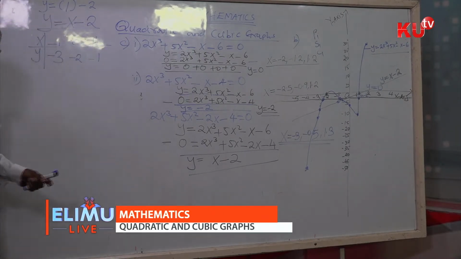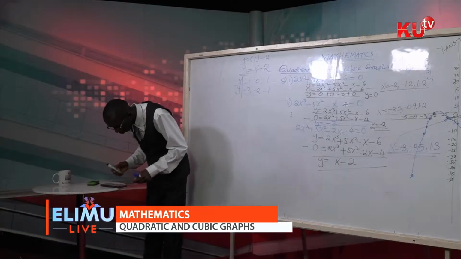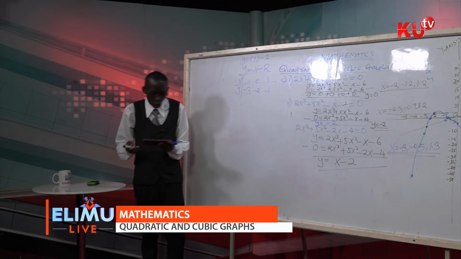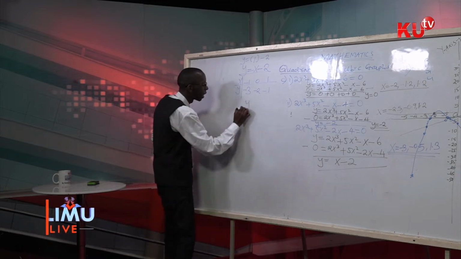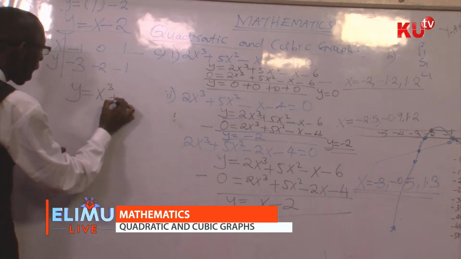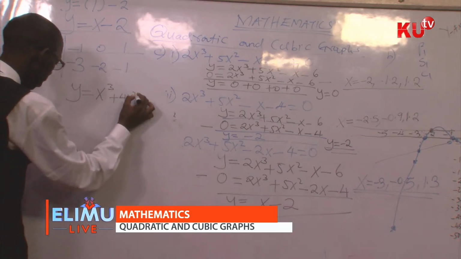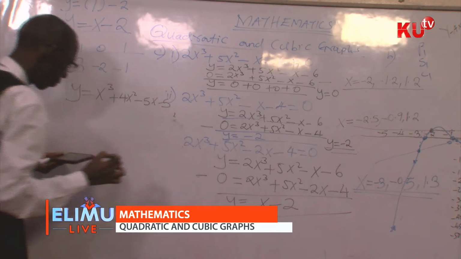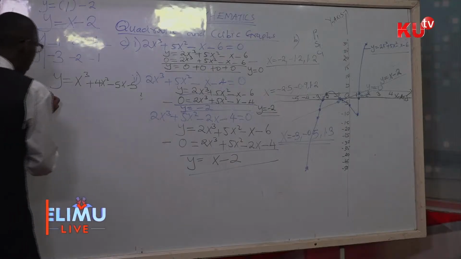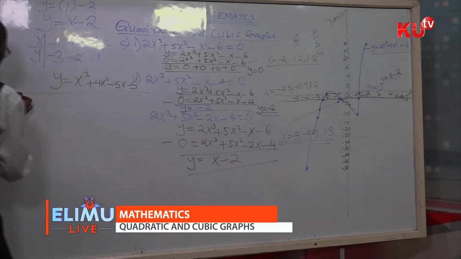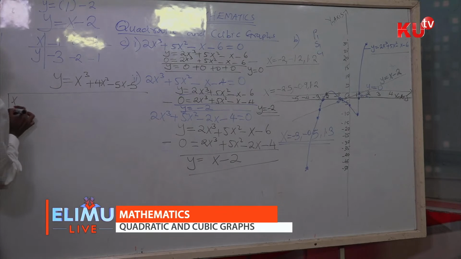Complete the table below for y is equals to x cubed plus 4x squared minus 5x minus 5. And this is the table.